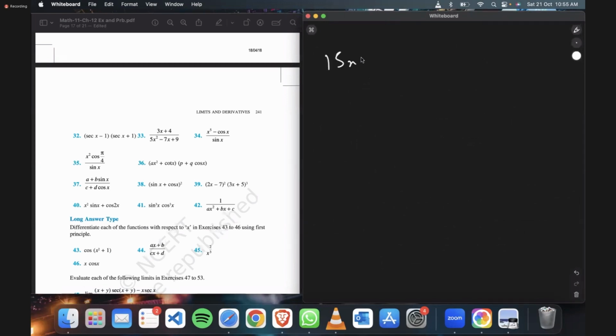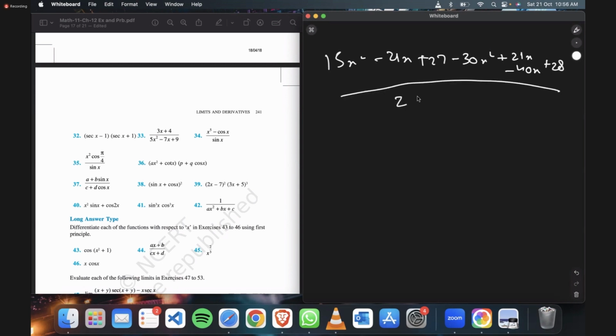I'm going to have 15x² − 21x + 27 − 30x² + 21x, the whole divided by (5x² − 7x + 9). So this 21 cancels, and 28 plus 27 is 55. Right, so let's write it like that.